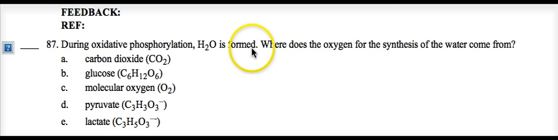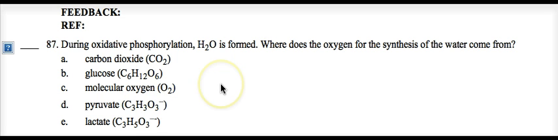All right, and this I thought was a really good question. Along the same lines, to emphasize knowing the parts of cellular respiration, the parts of the formula, and being able to explain how things are used will give you the whole package. During oxidative phosphorylation, water is formed. Where does the oxygen for the synthesis of the water come from? Okay, and here are our choices.